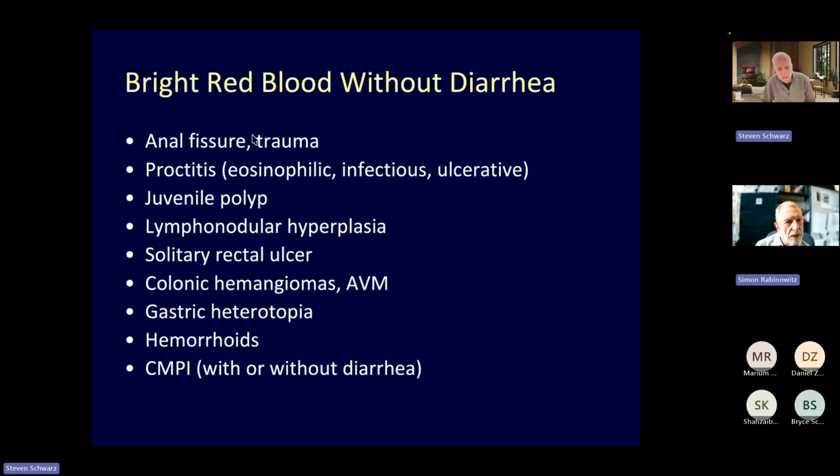Patients with a solitary rectal ulcer, colonic hemangiomas, gastric heterotopia, hemorrhoids, which we rarely see. If you see a hemorrhoid in a child, what do you think of?